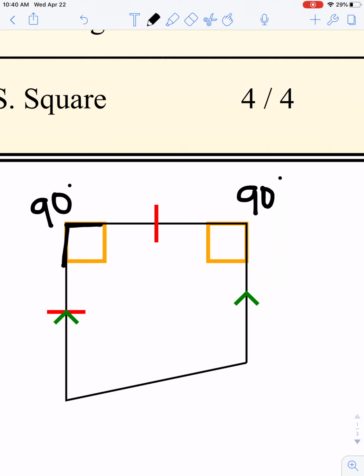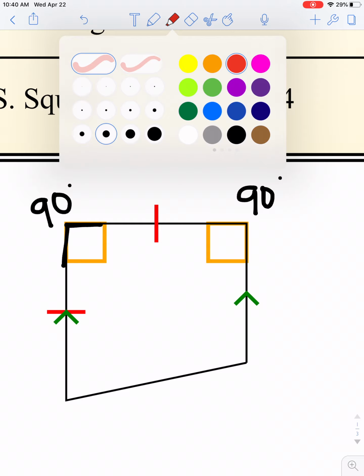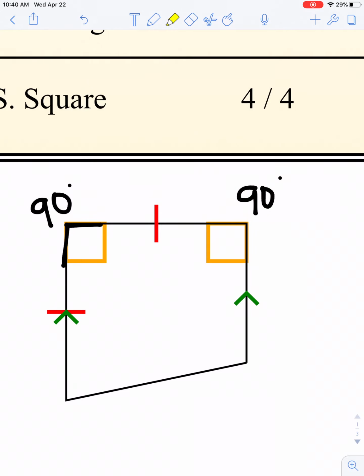That green arrow looking symbol means that those lines that have them on it are parallel. So I'm going to highlight those lines. Okay, so this line is parallel to this line. That means that they go in the exact same direction, kind of like train tracks, but they're never going to cross. So they're never going to overlap each other. Okay, so those green arrows mean that those lines are parallel.